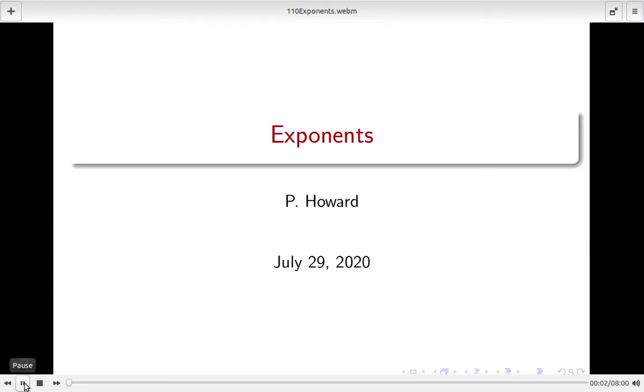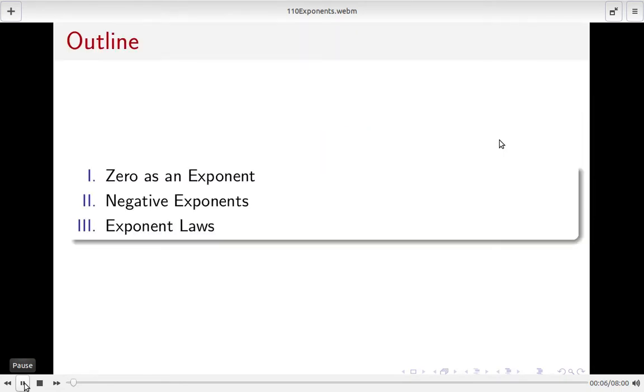This is the video on exponents. Here is an outline of what we will be looking at in this brief review. We'll be looking at the possibility of using 0 as an exponent. We'll be looking at negative numbers as exponents. And we will also consider some of the exponent laws and how they're used.